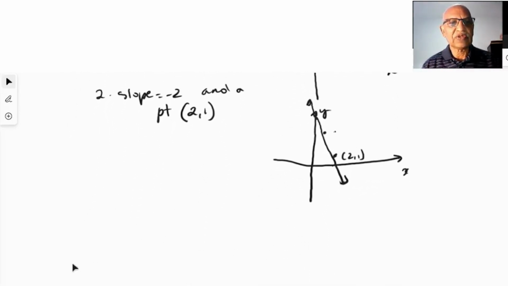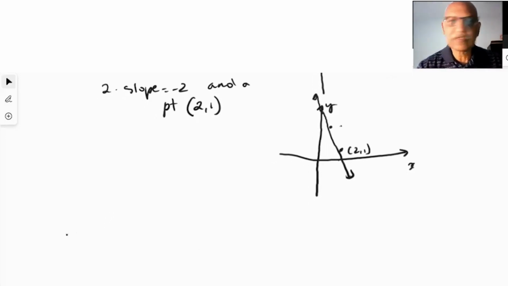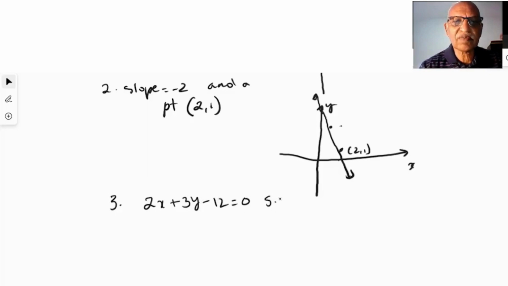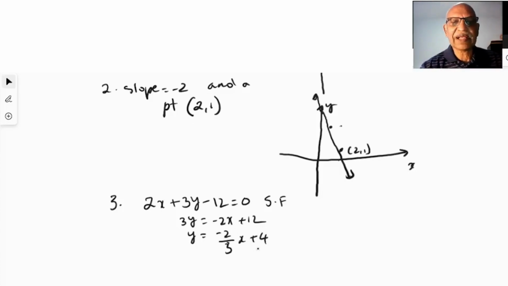Okay. So now if I'm given as the equation 2x plus 3y minus 12 equal to 0, this is called standard form or general form. So I have to change this one to y equal to mx plus b to make it easier. So I say 3y equal to minus 2x plus 12. Then I divide all by 3, negative 2 over 3, x plus 4. Now I can see that the y-intercept is 4, the slope is negative 2 over 3.